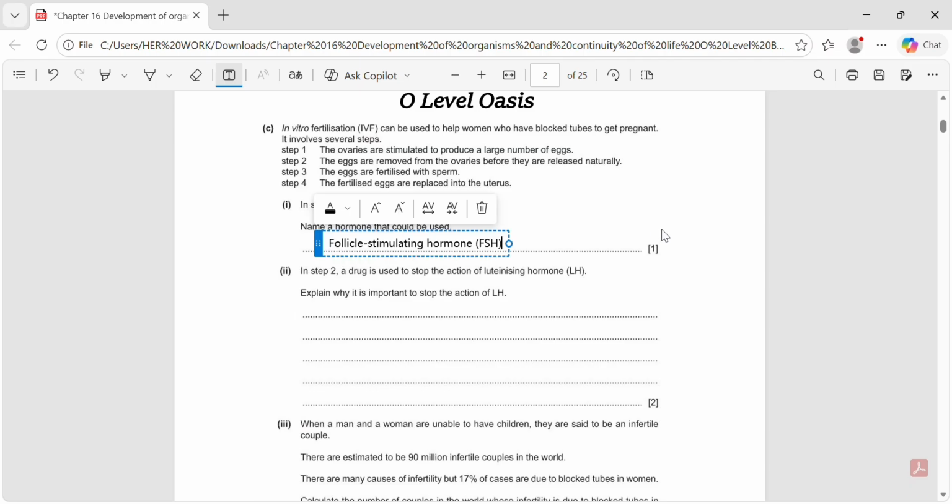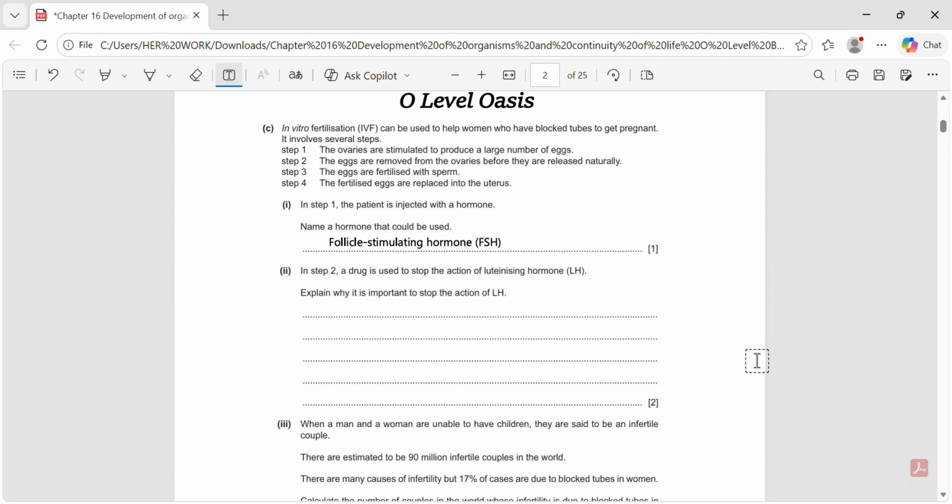So, we will simply write here, a hormone that could be used is follicle stimulating hormone, in short FSH. So, follicle stimulating hormone, commonly known as FSH, is used in IVF to encourage the ovaries to develop and release multiple eggs at the same time. This increases the chances of successful fertilization because more eggs are available for collection and later fertilization.